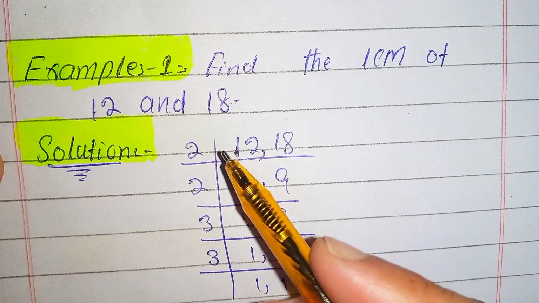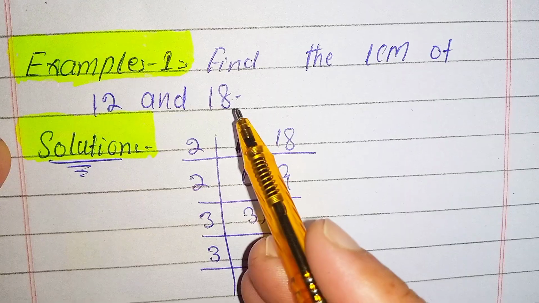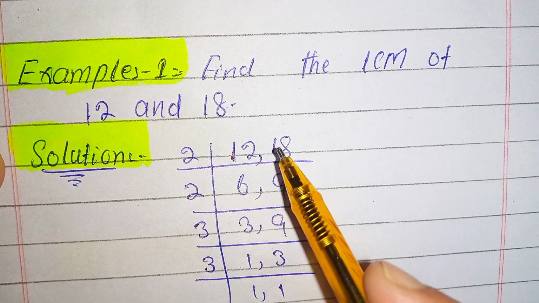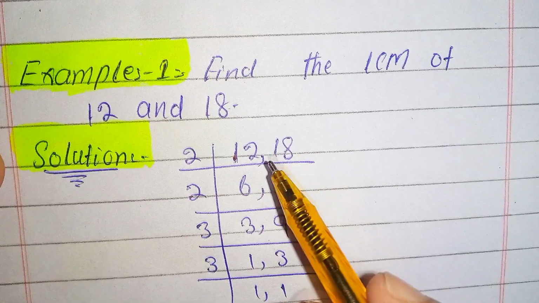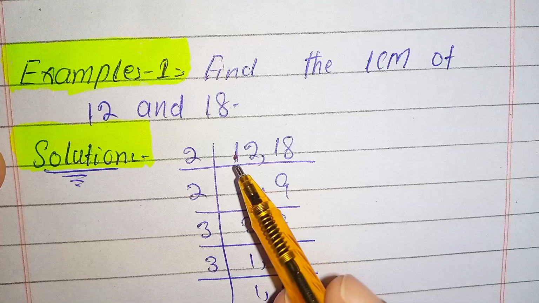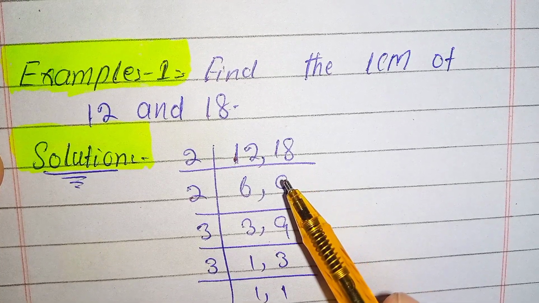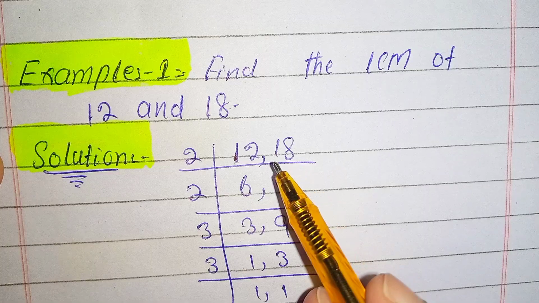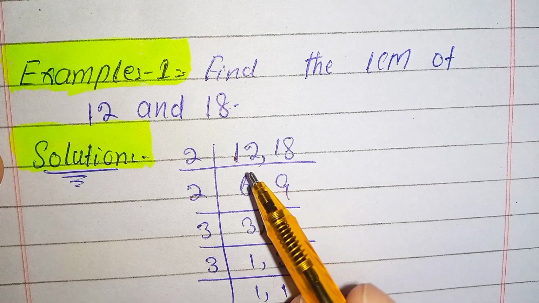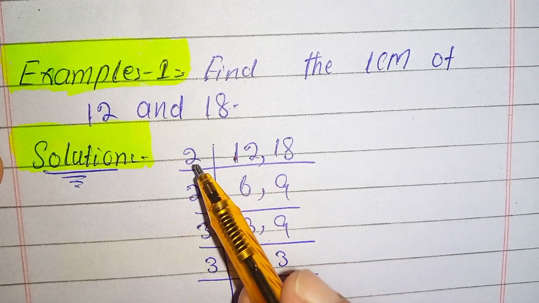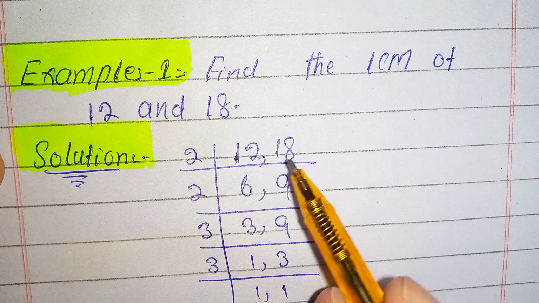For example, I am going to find the LCM of 12 and 18. According to this rule and step 1, I have to write the numbers in a row, just like I have written 12 and 18. Then, according to the second step, I have to divide these two numbers by a common prime factor, which is 2.